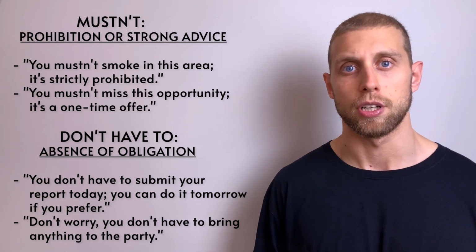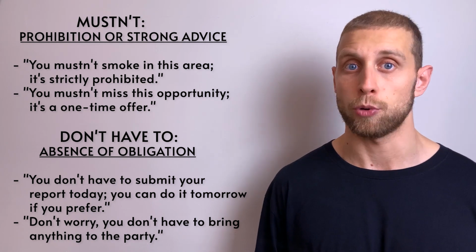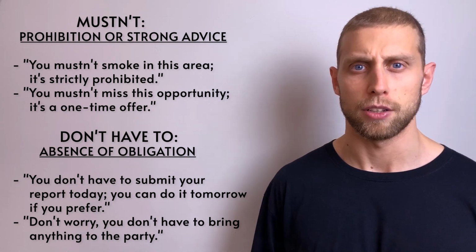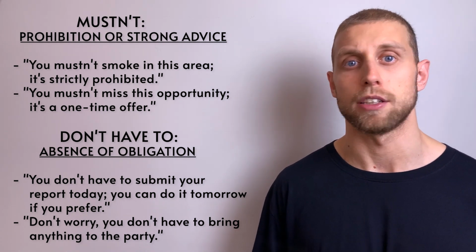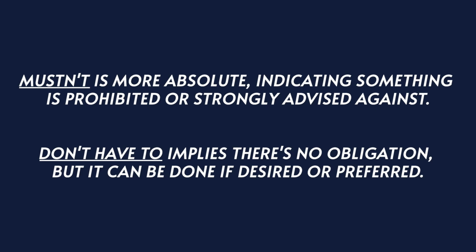And don't have to. Absence of obligation. You don't have to submit your report today. You can do it tomorrow, if you prefer. Don't worry, you don't have to bring anything to the party. So, what we can understand from these examples. Mustn't is more absolute, indicating something is prohibited or strongly advised against. Don't have to implies there's no obligation, but it can be done if desired or preferred.